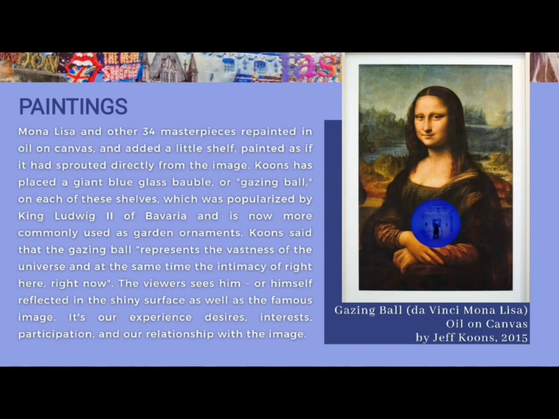Mona Lisa and other 34 masterpieces repainted in oil on canvas and added a little shelf painted as if it had sprouted directly from the image. Kunz has placed a giant blue glass bubble or gazing bowl. Kunz said that the gazing bowl represents the vastness of the universe and at the same time the intimacy of right here, right now. The viewer sees himself reflected in the shiny surface as well as the famous image. It is our experience, desire, interest, participation, and our relationship with the image, Kunz said.